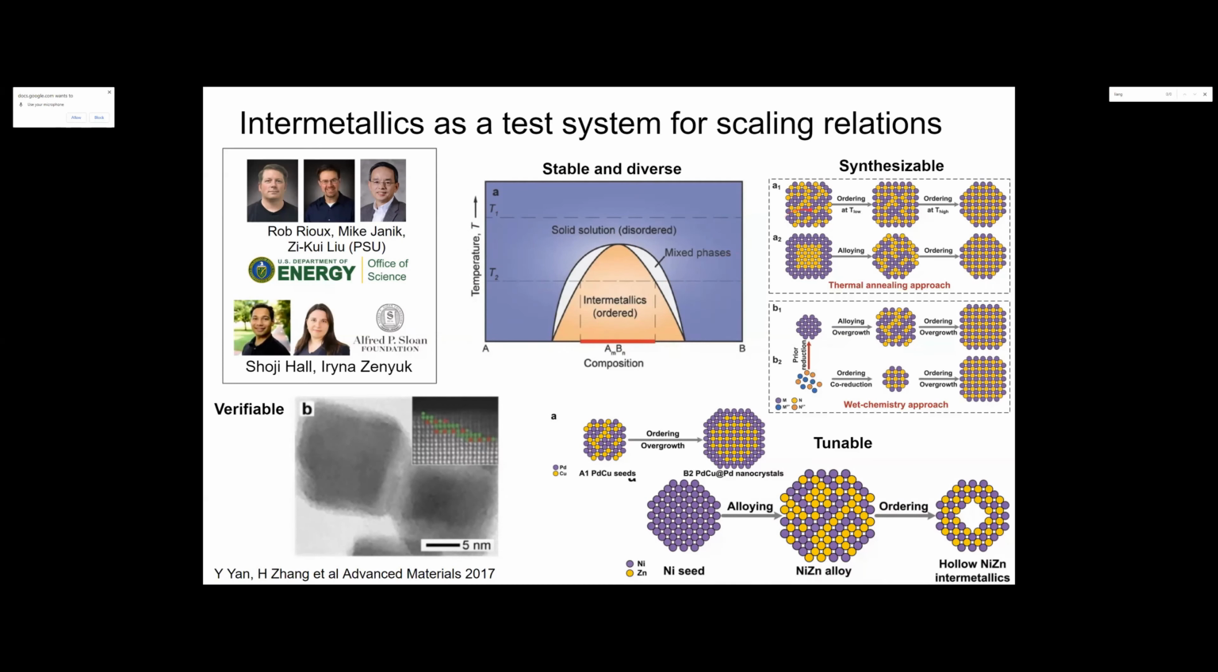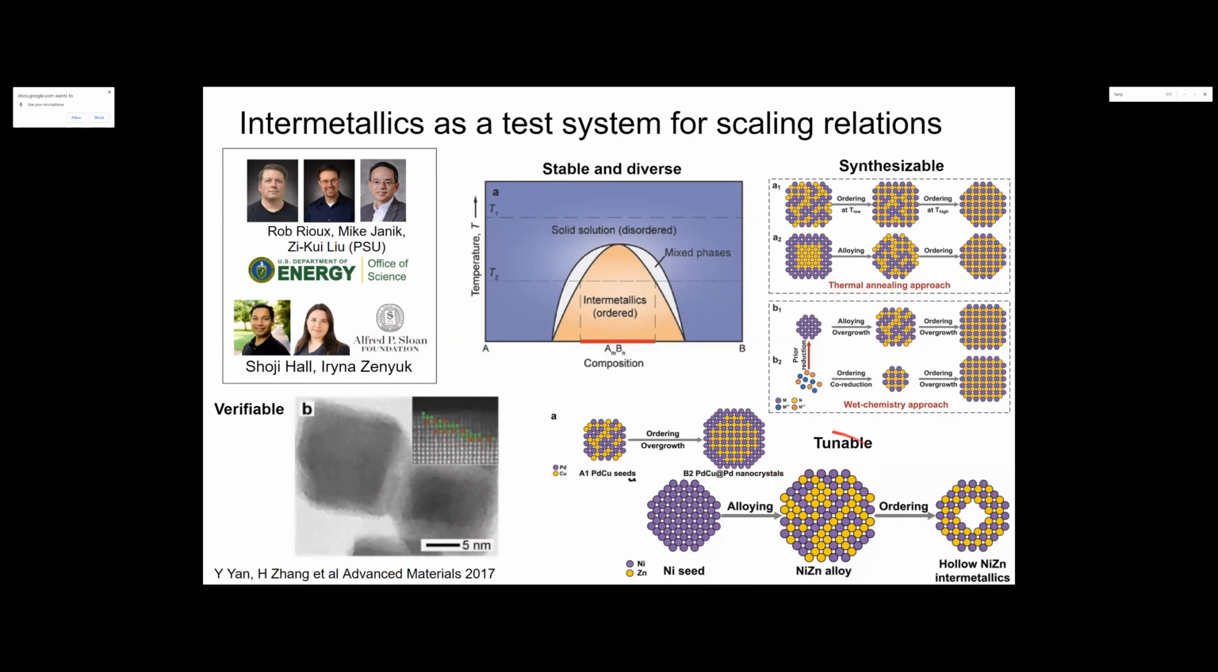The next nice thing is that they're quite synthesizable. There are thermal and wet chemistry approaches for making these. If you go to an experimental collaborator who really likes making intermetallics, you can ask them to make a specific crystal structure and you don't have to worry quite so much about what specific phase you're using. They're verifiable in that because of the long range ordering, it's a little bit easier to check that they are the crystal that you think they are with XRD. And also because they're ordered, sometimes you can get these really nice electron micrograph images that show exactly where the atoms are. And this is a case where there is perfect ordering at the surface for one of these crystals.